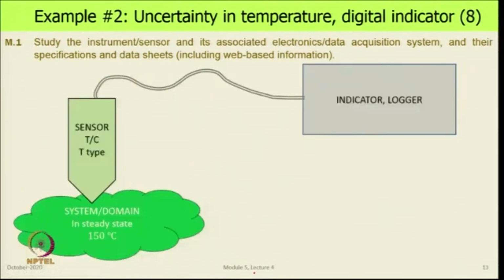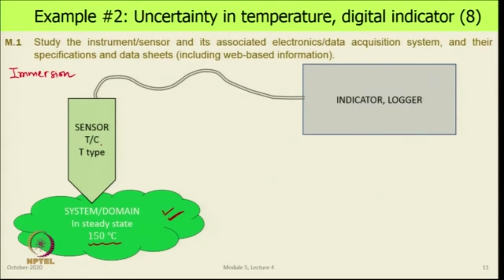So, now we will get into our example. We say that we have a system domain where in steady state we have a temperature of about 150 degrees Celsius. In that, all these devices, thermocouples, RTDs and thermistors, are intrusive devices. So, in the catalogs and everywhere you will see that it says immersion. So, what is the environment in which they can be immersed, what is the pressure, temperature, what is the chemical composition of that environment, all of that will come over here.